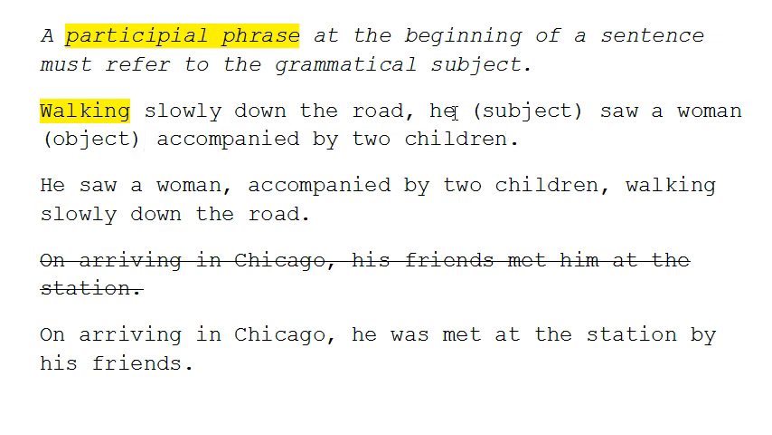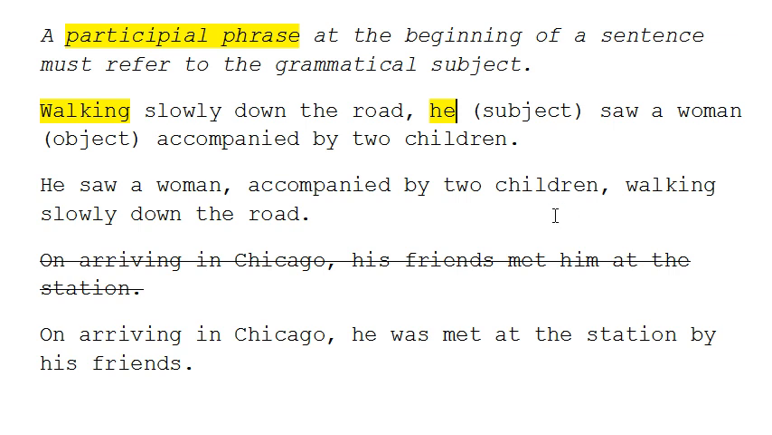So he is the subject of the verb saw, and a woman is the object of the verb saw. She's on the receiving end of the verb. He's on the giving end. Therefore, the participial phrase must refer to the grammatical subject of the sentence, which is he.